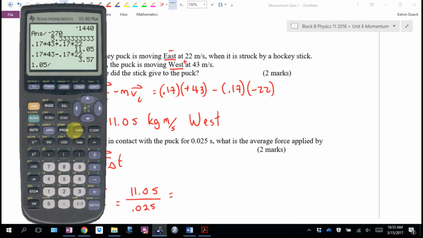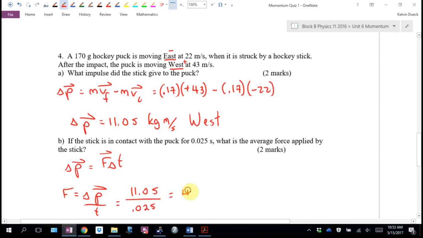11.05 divide... Oh. You get 442 newtons, which seems about right. I would imagine getting hit by a... Is that right? Am I wrong? Yes? Okay. That seems about right also, Elliot.